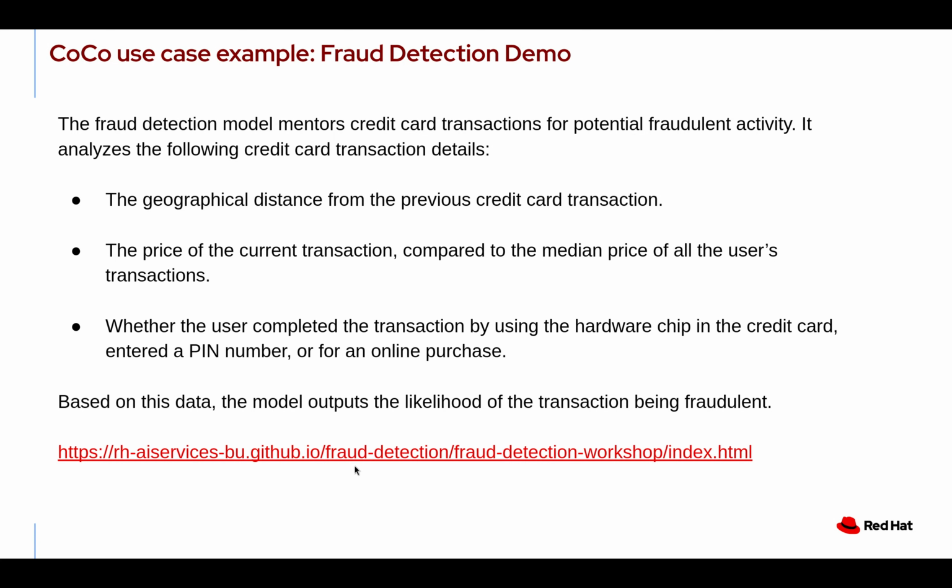So what's the fraud detection? The fraud detection model monitors credit card transactions for potential fraudulent activity. It analyzes the following credit card transaction data, including the geographic distances, the price of the transaction, and how the user completed the transaction: by using the hardware chip or a PIN number, or online or offline. By analyzing this data and comparing the current data with the history data, the model outputs the likelihood of the current transaction being fraudulent or not. This link is a fraud detection workshop link.